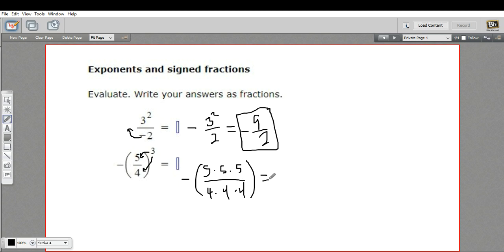So you may need to pull out your calculator for this. 5 times 5 times 5, that's 125. And 4 times 4 times 4 is 64. And there isn't anything we can really cancel here to simplify this fraction, so it's in its simplest form already. But then we've got this negative sign, and we can just put that in front of the fraction. So this is negative 125/64. So that is a little bit of work with exponents and signed fractions.